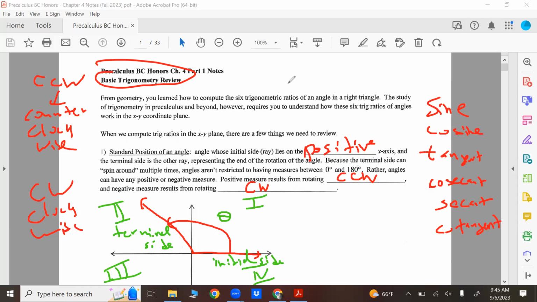If you go the other direction, that would be a negative angle, right? But in this direction, that's a positive angle when you go counterclockwise. I think that's all I need to say about that for now. Any questions? No? Okay.